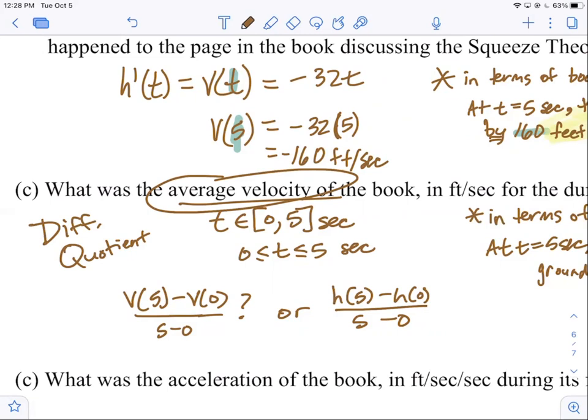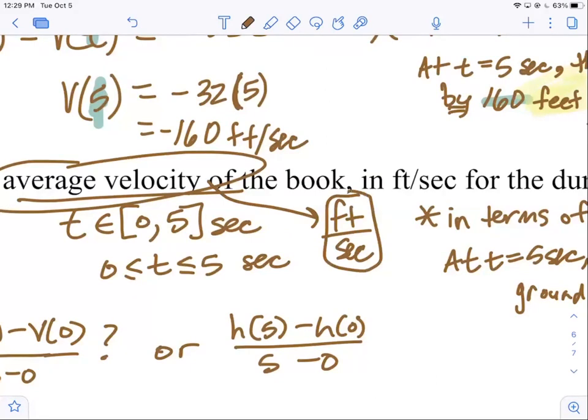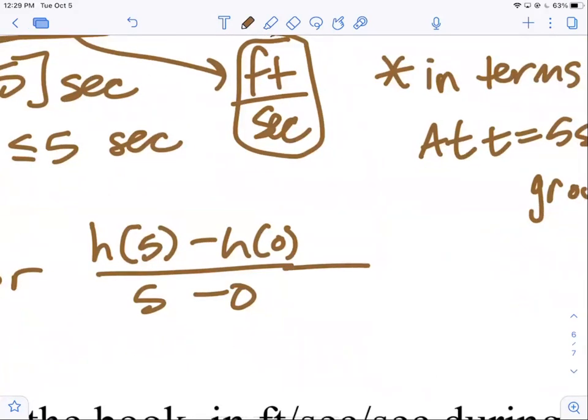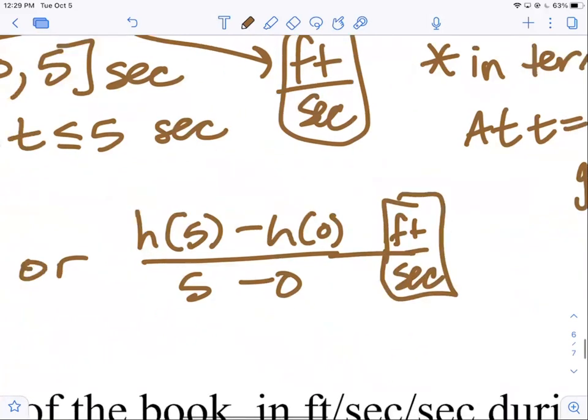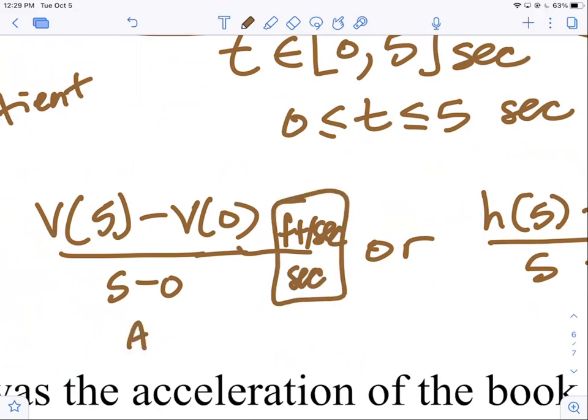When in doubt, look at the units. Average velocity should be measured in what? Feet per second. Right. If I look at the units of the second one, height is measured in feet, time is measured in seconds. That's going to give me feet per second. If I do the change in velocity over change in time, that's going to be units of feet per second. That's going to give you not the average velocity, but the average what? The average acceleration, right? Okay.